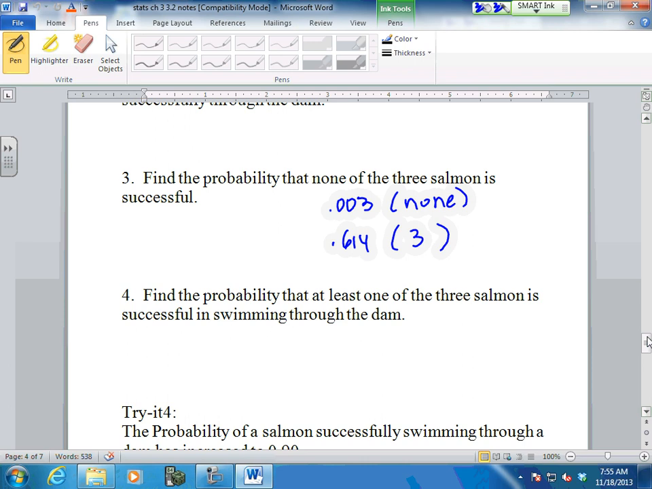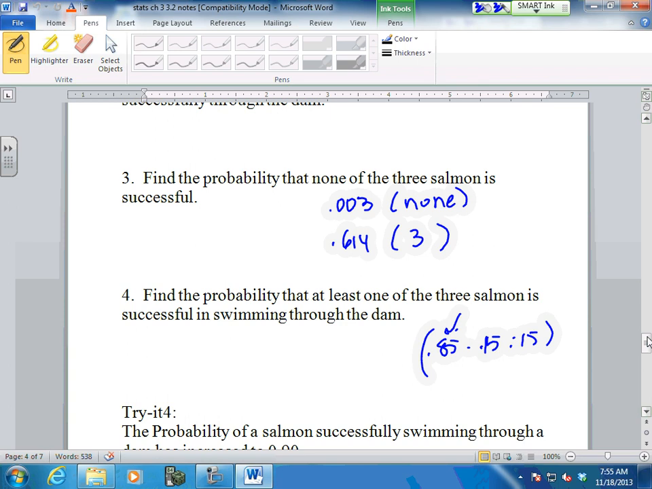how can I do that? 0.85 times 0.15 times 0.15. Does it matter what order that they go through? No. So this would work if the first one is successful, but the other 2 aren't.